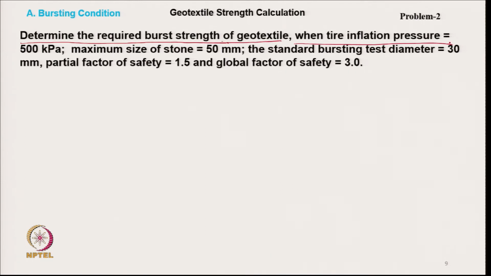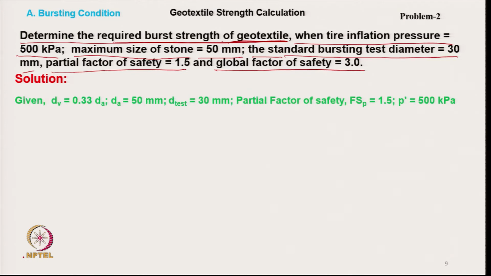Now, another problem: determine the required bursting strength of geotextile when tire inflation pressure is 500 kPa, maximum size of stone is 50 mm. The standard burst test diameter is 30 millimeter, partial factor of safety is 1.5 and global factor of safety is 3. Here what we have to measure? The required burst strength. This is using the same formula.